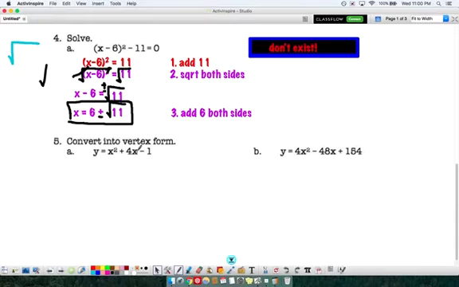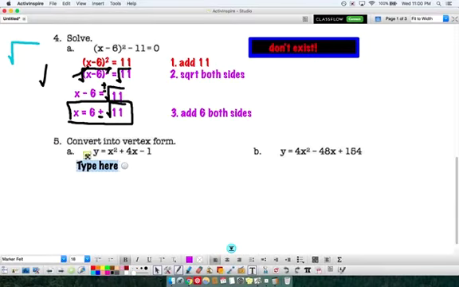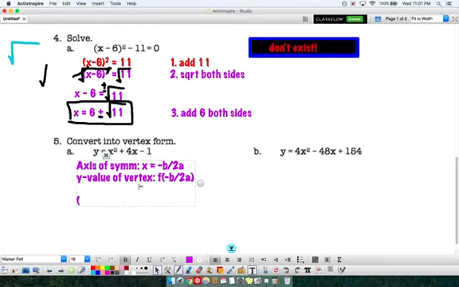Alright. Convert to vertex form. This is something you need to be able to do, and it's not that bad. Watch this. This is general form, right? What do you know about that? Look back at your notes. To find the axis of symmetry, you do x is equal to negative b divided by 2a. To find the y value of the vertex, you do f of negative b divided by 2a. You just plug in the number you got here, and then you'll have the y value of the vertex. So your vertex is negative b divided by 2a and f of negative b divided by 2a. We already did this one a while ago, so this is going back.